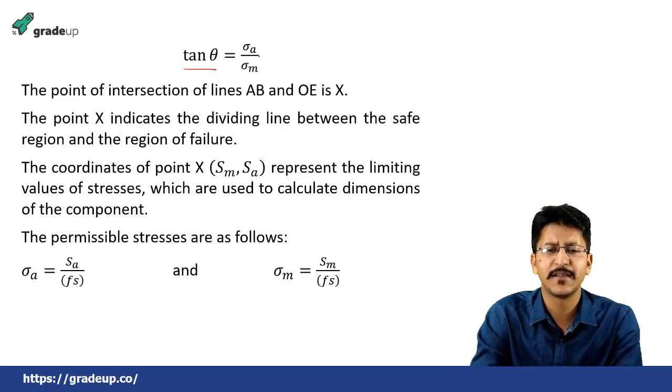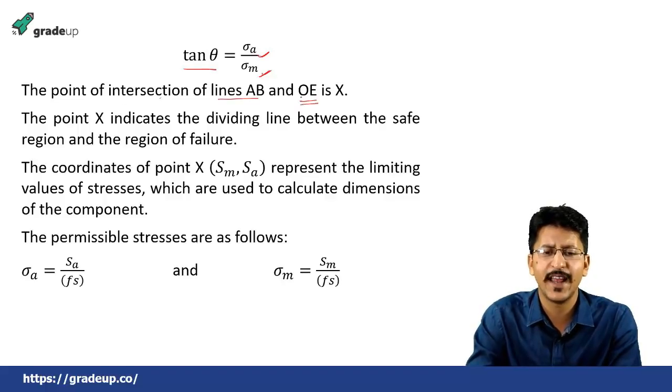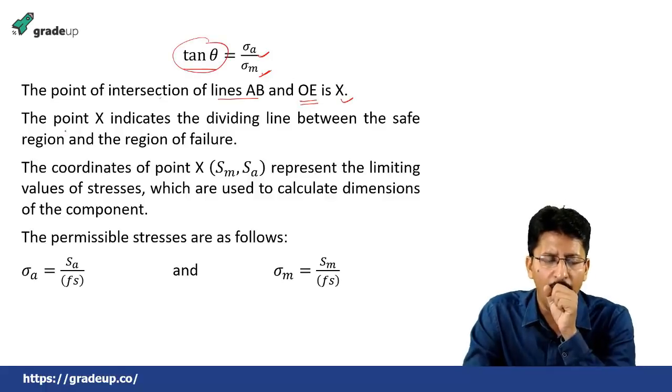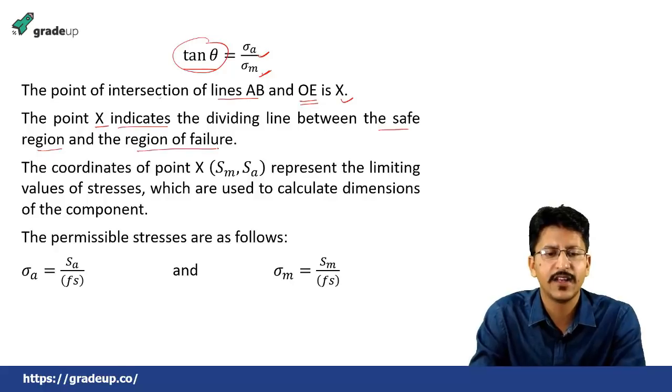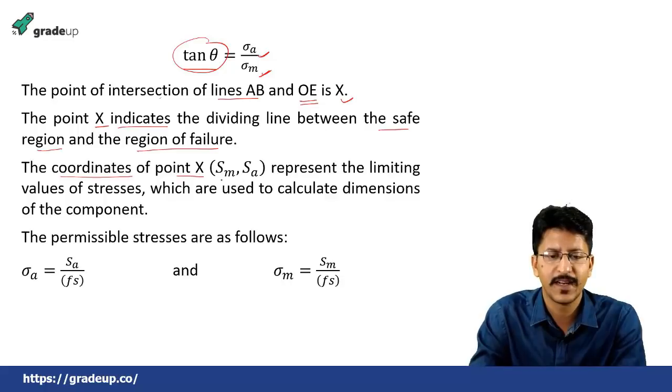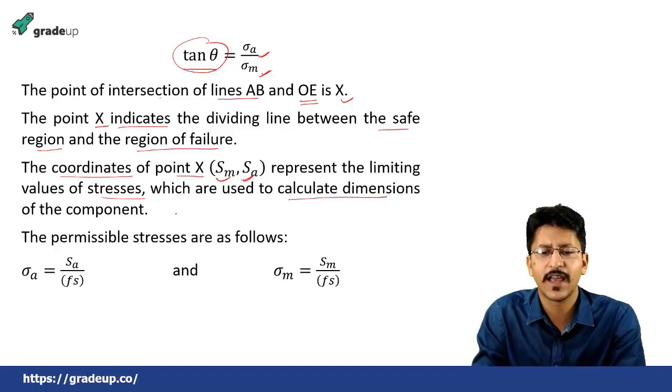Tan theta is given as sigma A by sigma m, that is, stress amplitude by mean stress. The point of intersection of line AB and OE, the straight line that has the slope of tan theta, is X. This point X indicates the dividing line between the safe region and the region of failure. The coordinates of the point X, that is SM and SA, this is x, this is y, represent the limiting values of stresses which are used to calculate the dimensions of the component.